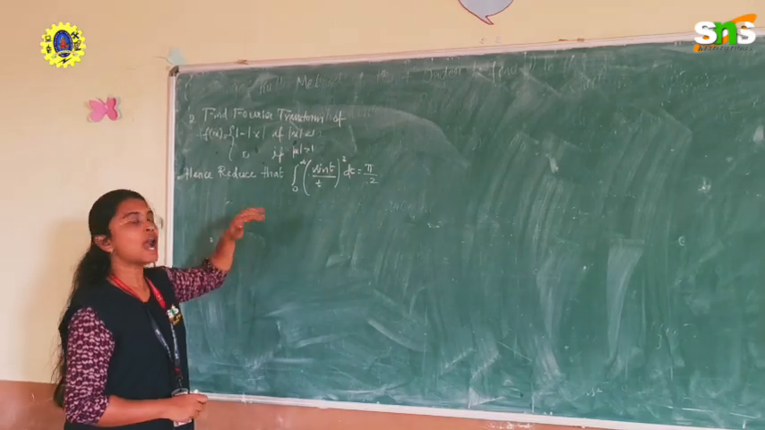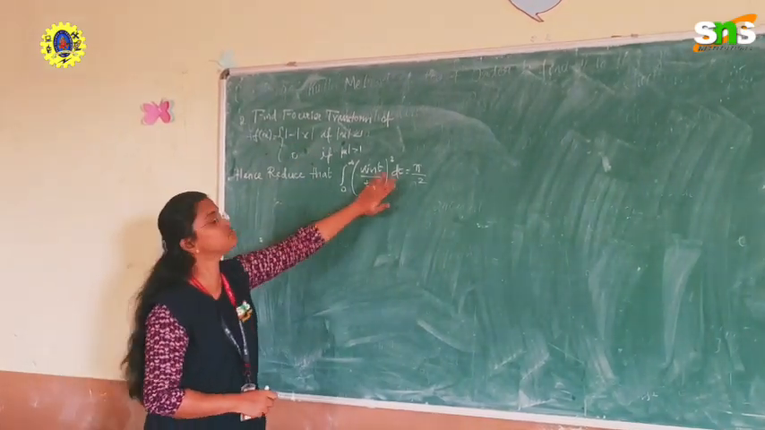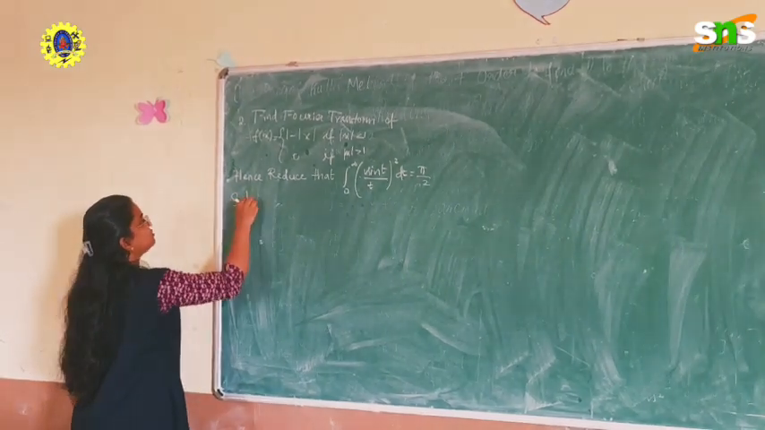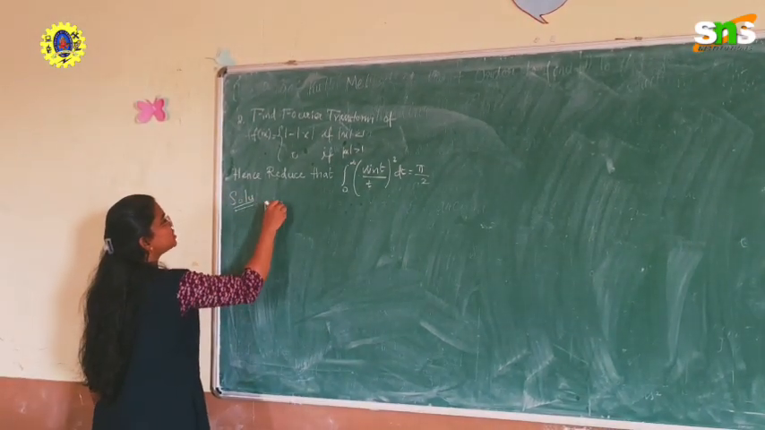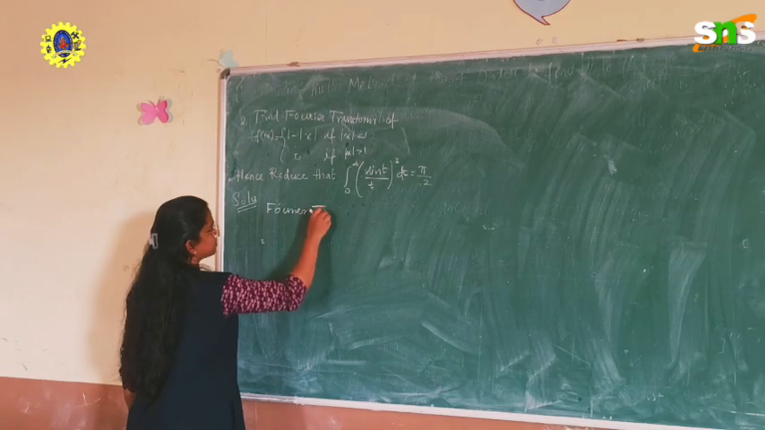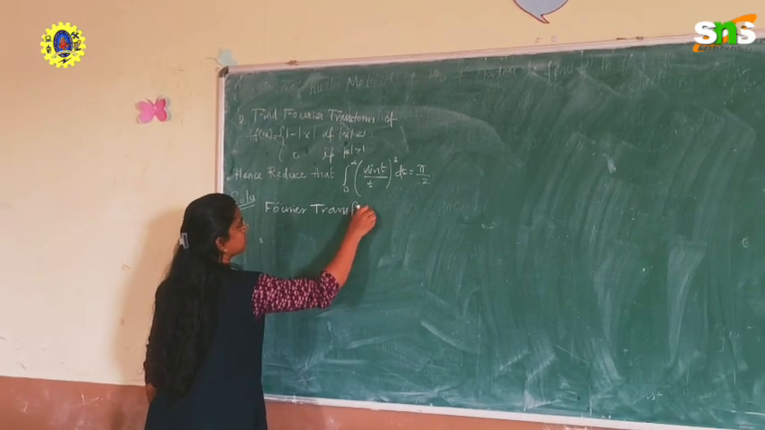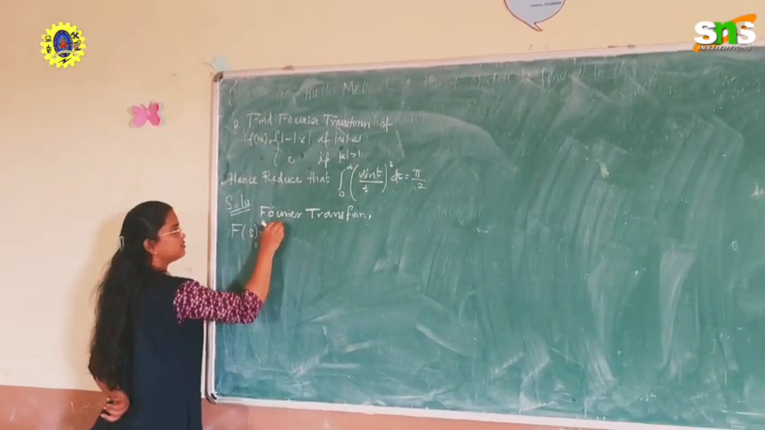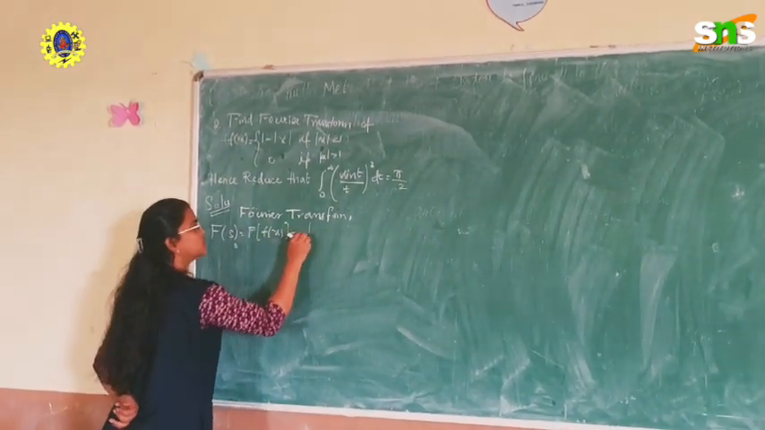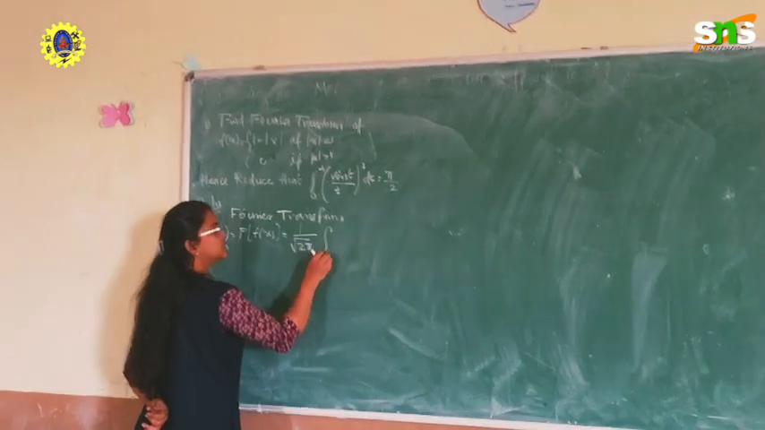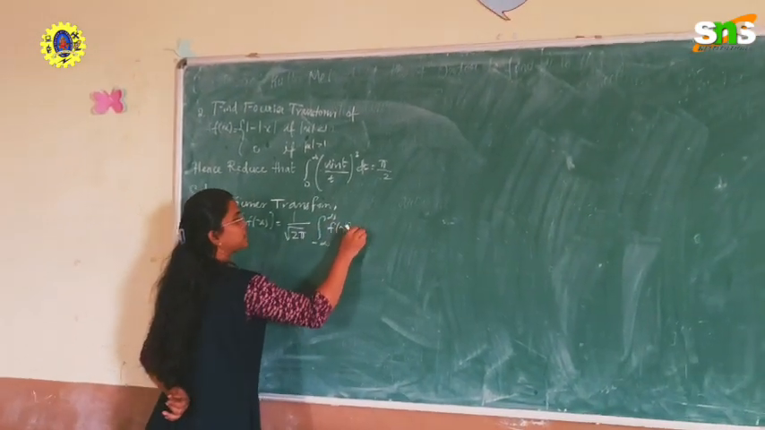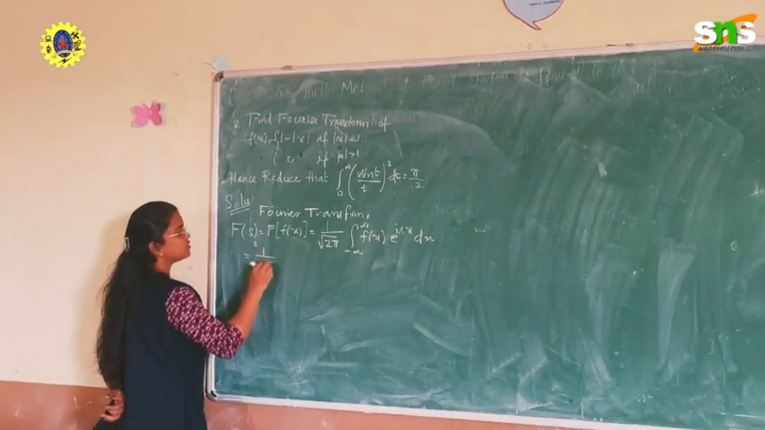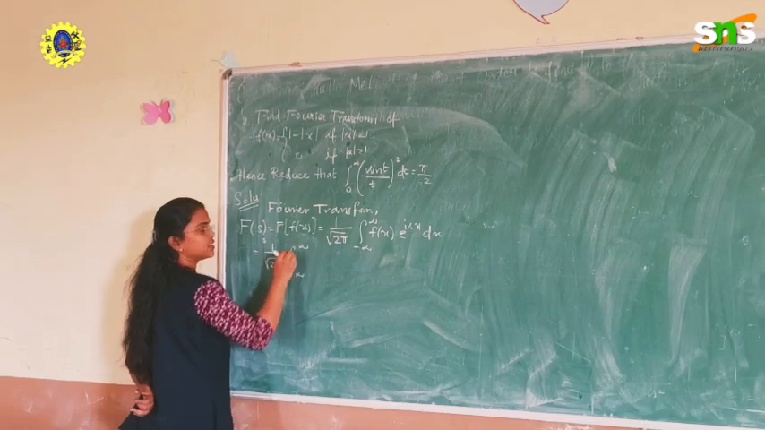is equal to pi by 2. After finding the Fourier transform, you have to find this portion with the inverse Fourier transform formula, right? So in the solution, I first have to write the Fourier transform formula, which we can define as F of s, which is equal to 1 divided by root 2 pi integral minus infinity to plus infinity f of x e power i s x into dx, right? Which is equal to 1 divided by root 2 pi integral minus infinity to plus infinity.